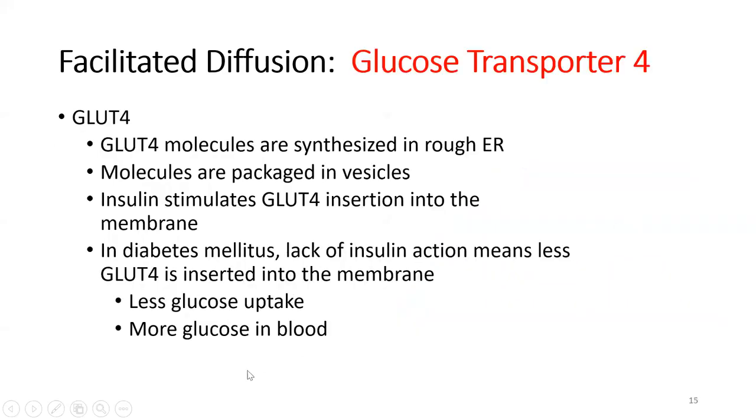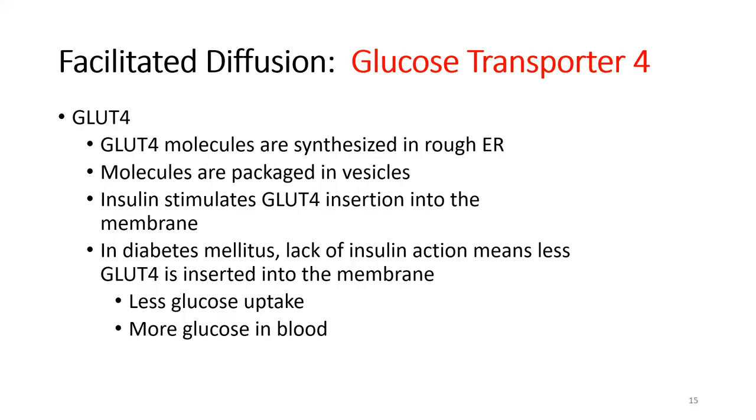Okay. So let's look at an example here of facilitated diffusion. This is looking at the GLUT transporter 4, sometimes called the GLUT4 transporter. It is a protein embedded in the membrane. It is made on rough endoplasmic reticula, which are basically the ribosomes that stud the ER. This is where we make proteins that are made for export out of the cell. It's packaged in vesicles. And so it goes to the membrane and embeds itself in the membrane.